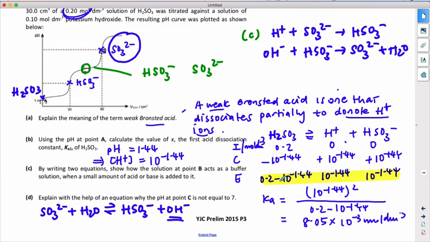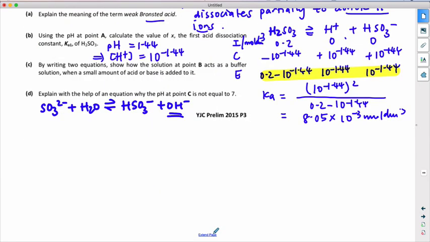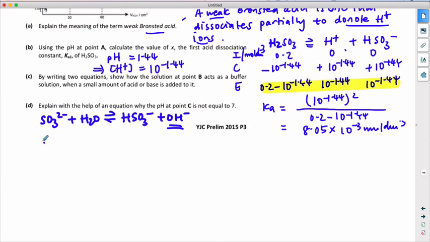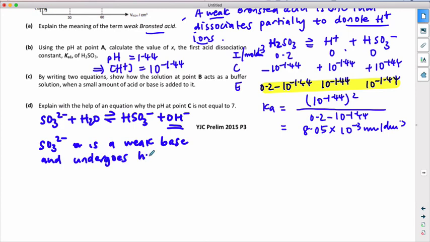So if you have to explain, you say SO3 2 minus is a weak base and undergoes hydrolysis in water to produce OH minus. That's it.